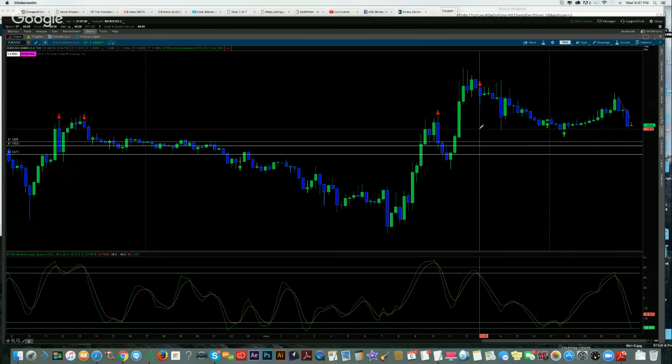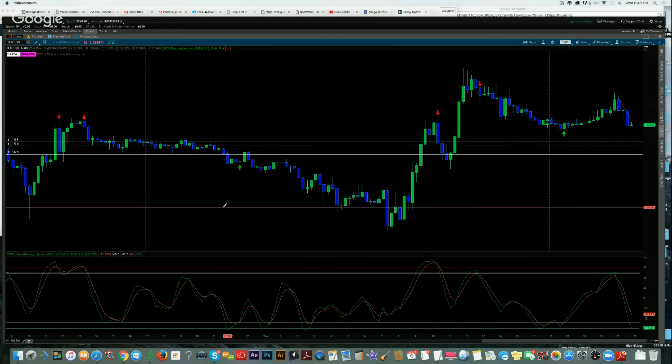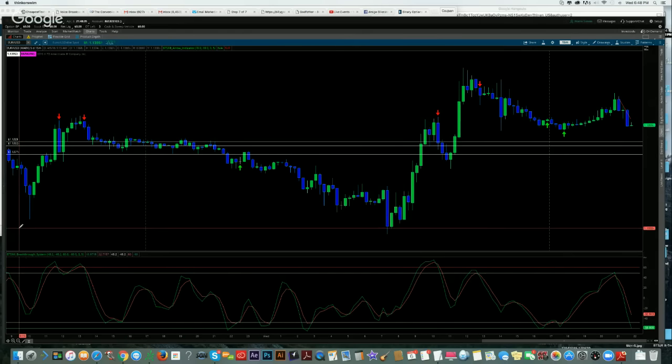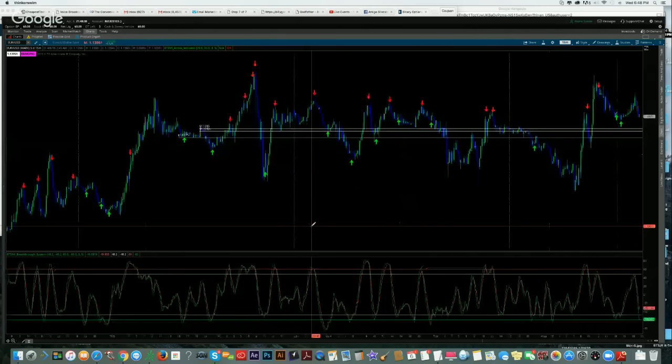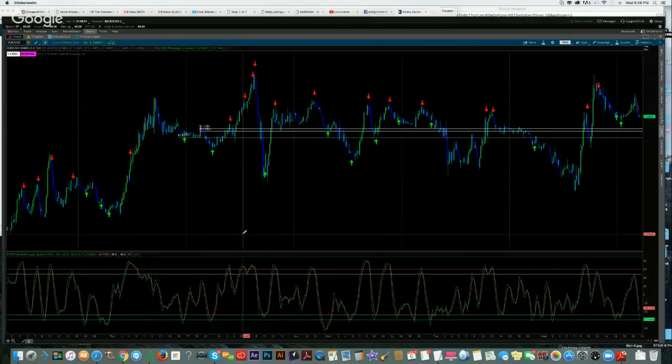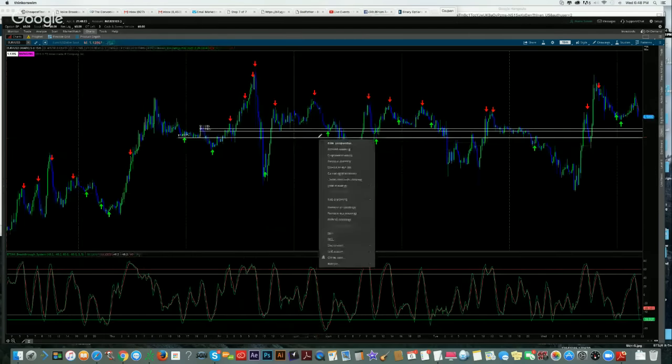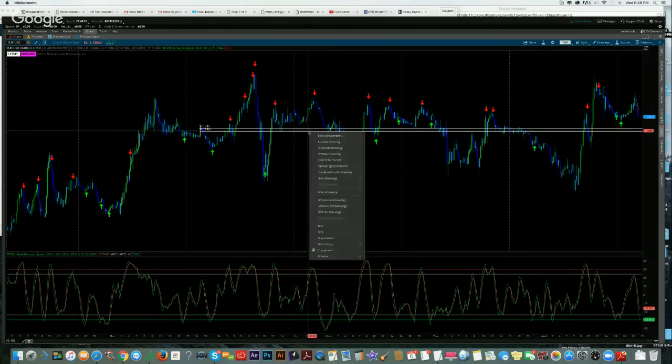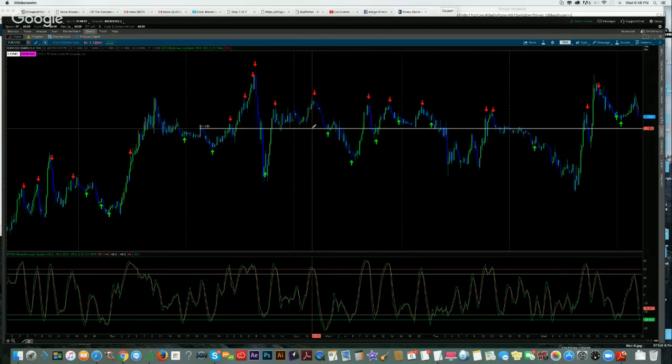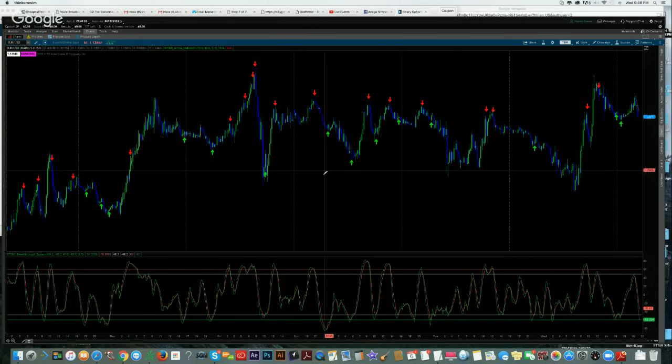When you're dealing with higher time frames, you're gonna have high probability trades. These trades are gonna be more accurate when you're dealing with price action. It's gonna be more accurate when you're on a higher time frame, which I'll demonstrate right now.